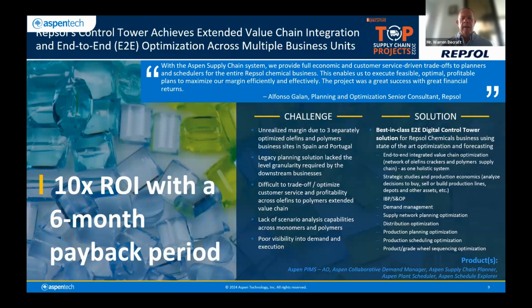So they enlisted our assistance with an end-to-end digital control tower of their supply chain, using our planning and scheduling solutions, demand forecasting, production and scheduling, distribution optimization across their enterprise, and received a 10 times return on investment with a 6-month payback period.